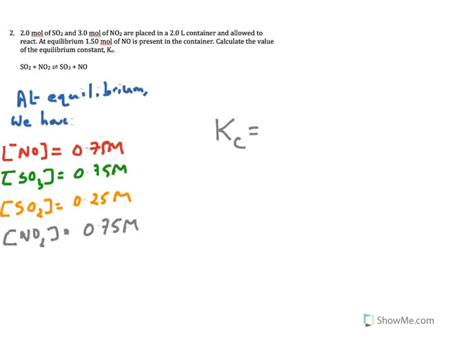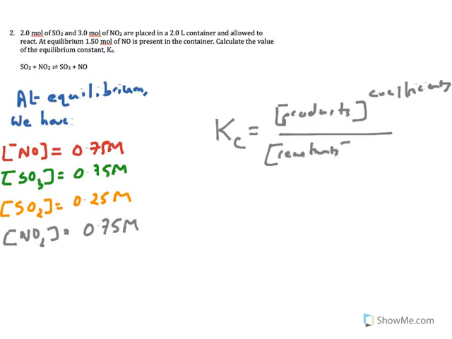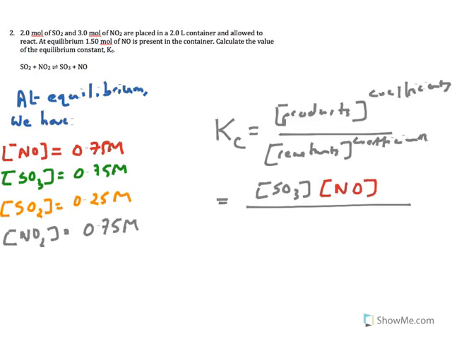So Kc is going to be equal to our products raised to their coefficients divided by their reactants and their coefficients. So as our products, we have SO3, and then we have nitrogen monoxide, and then we have SO2, and we have NO2. For the units, we are going to have M times M over M times M. They all cancel out, so we will have a unitless equilibrium constant this time.